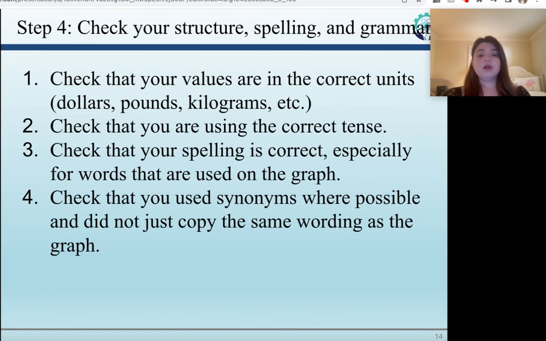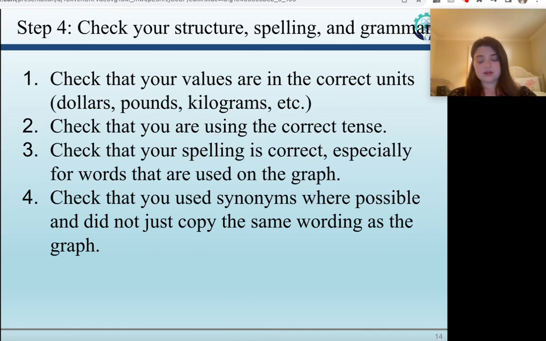Okay, then another tip is make sure you check that your values have the correct units. So are we talking about dollars, which in this case we are? Are we talking about pounds, which is a currency used in parts of Europe? Or pounds also is a weight as well. So either one, kilograms, a weight, etc. So what values do we have, and are we using the correct units? Also check that you're using the correct tense, right? If we're talking about things that happened in the past, we use past tense. If we're talking about current events or predictions for the future, we would use present tense or future tense, right? So making sure we're using the correct tense.